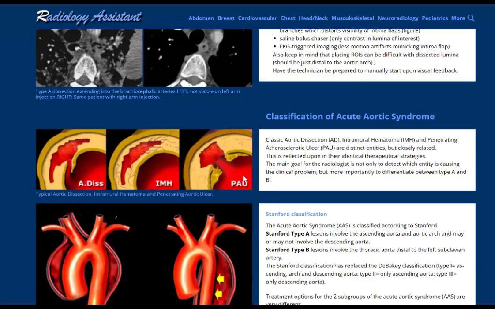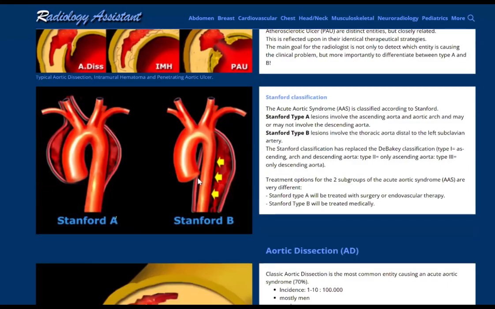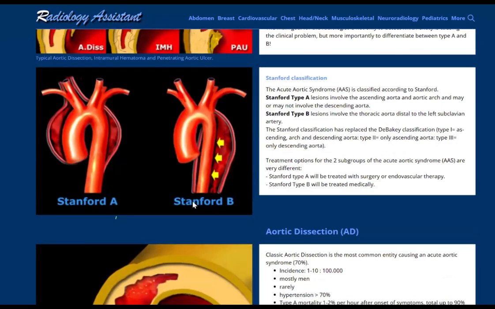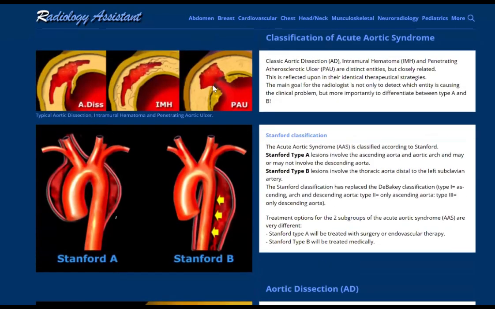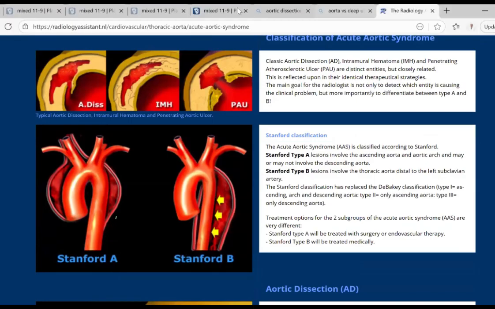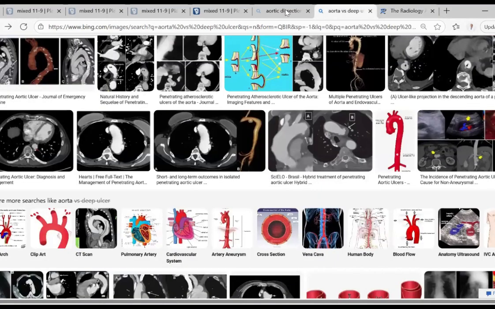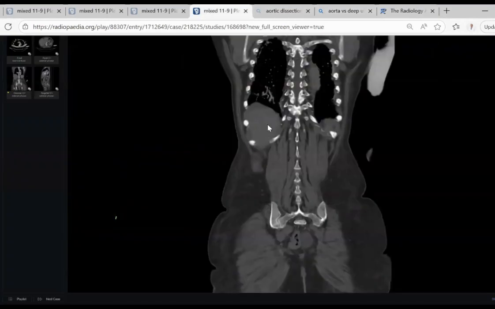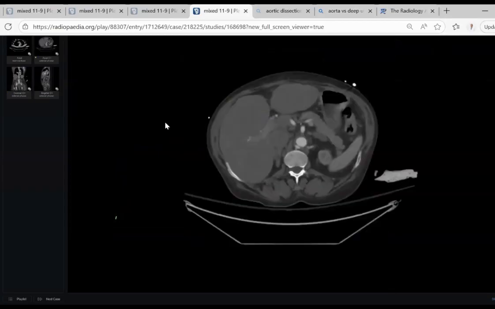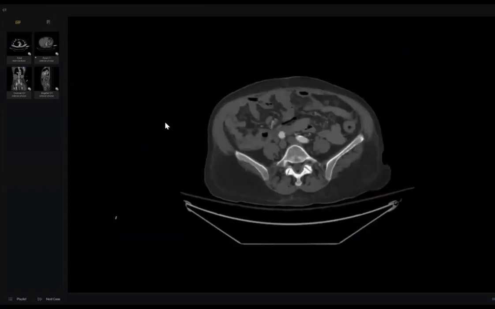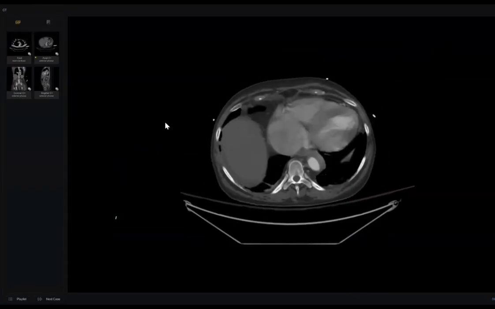Dissection, intramural hematoma, and deep penetrating ulcer. See, my colleague, a deep penetrating ulcer will look like this. Pouch ulcer, this is very easy. Just pouching of the contrast here, like this one. Look here. This is very important, by the way. This question is very important.